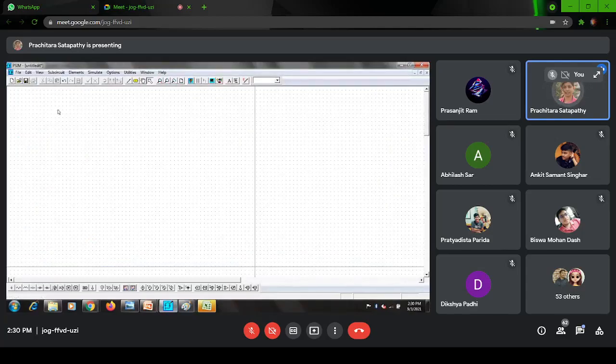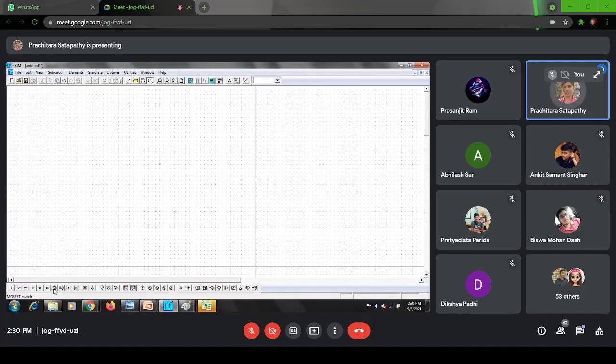Now start the connection quickly. Here you can take MOSFET also. If you want to take MOSFET, everyone take MOSFET. Later you can do it with IGBT.